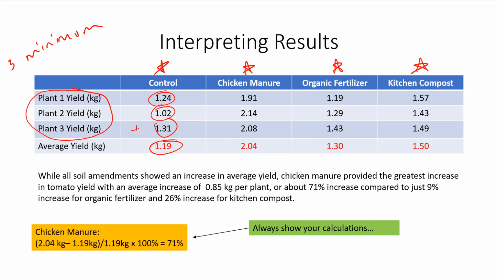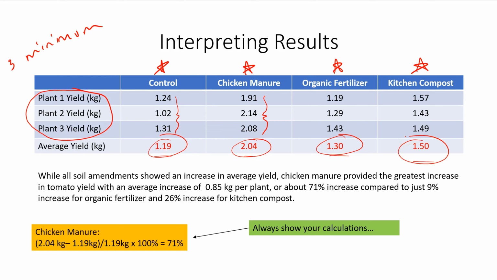I'm going to assume you guys know how to do averages. Do the same thing for chicken manure, same thing for organic fertilizer, etc. Now, when you see averages, that's typically what you're going to use for your calculations, if you were to make calculations like a percent increase and so on. But it's definitely still worth your time to look at the individual data. Yes, the average is higher in some circumstances, but how consistently are the individual plants higher? That's just adding to your interpretation, okay? But for the most part, we're going to focus on these average amounts.